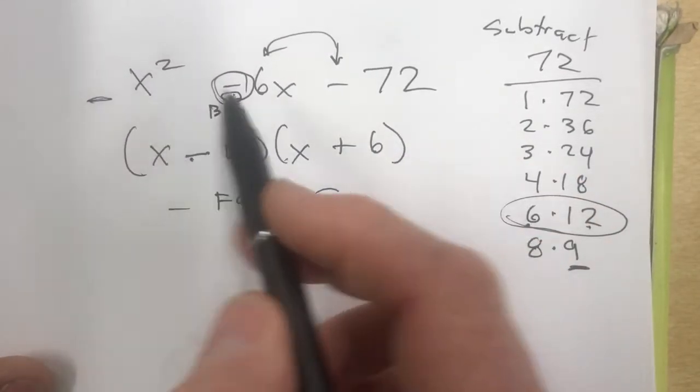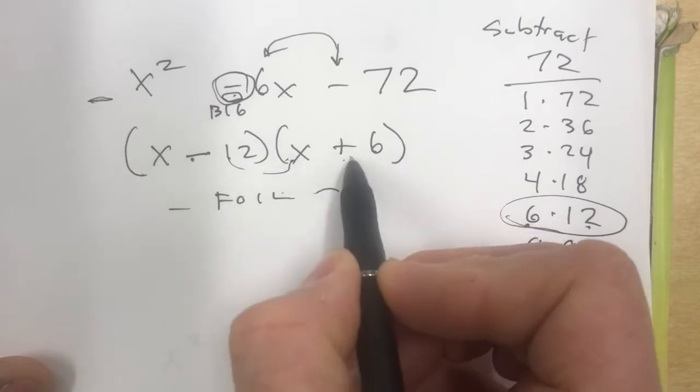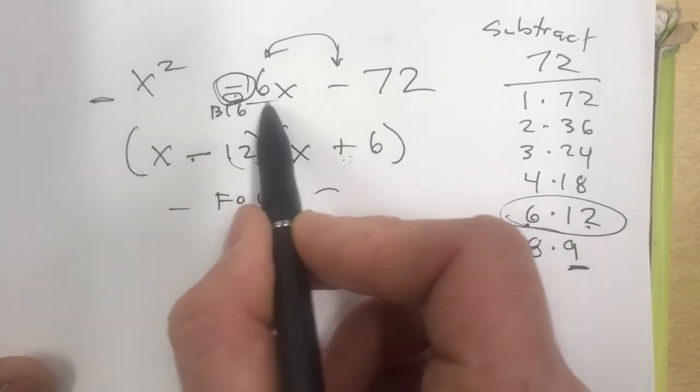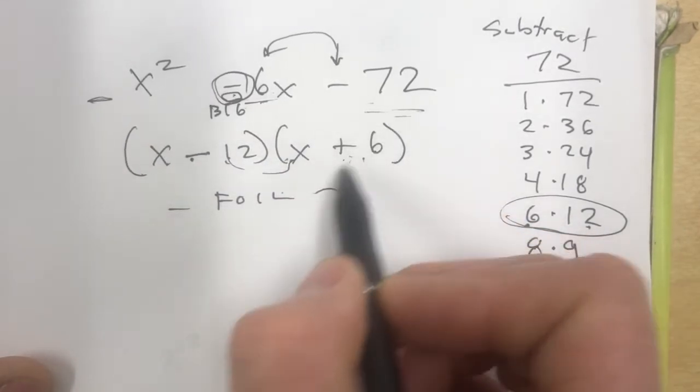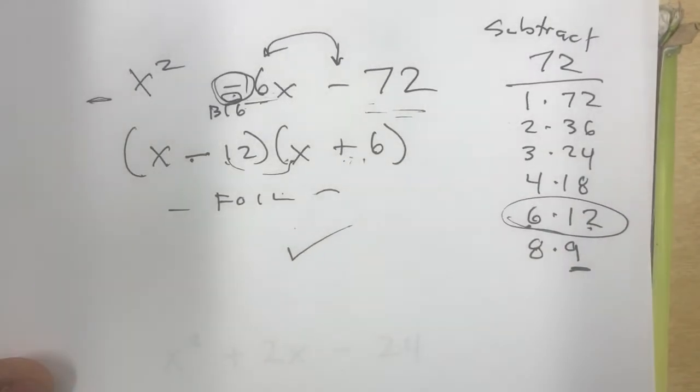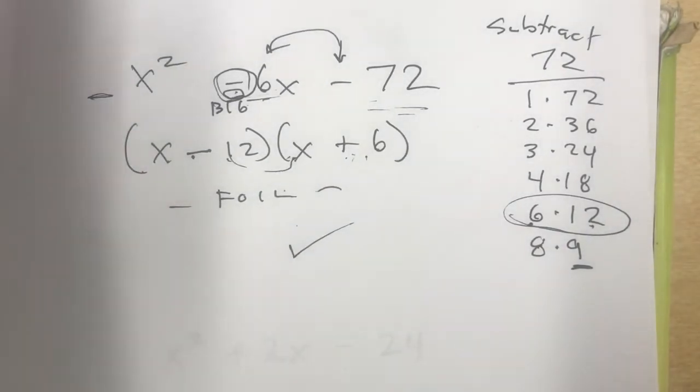And of course, you can do the FOIL method. x times x is x squared. I get a negative 12x. I get a positive 6x, which combines to negative 6x. And then negative 12 times 6 is negative 72. So it does work out, so it's good. It's always good to use the FOIL method to check your answer afterwards.